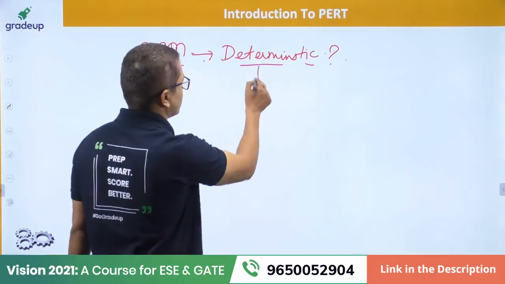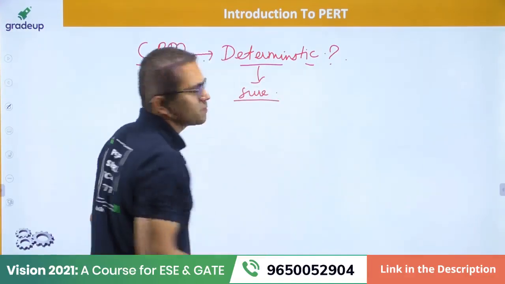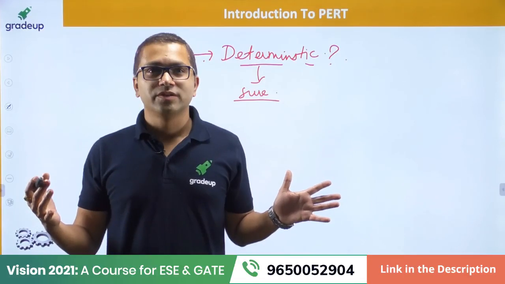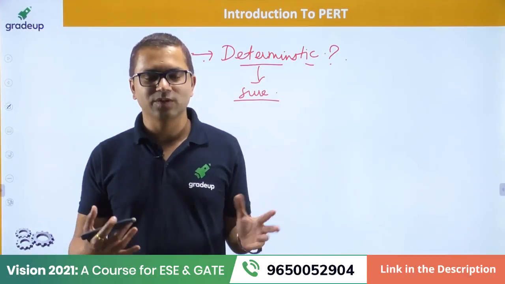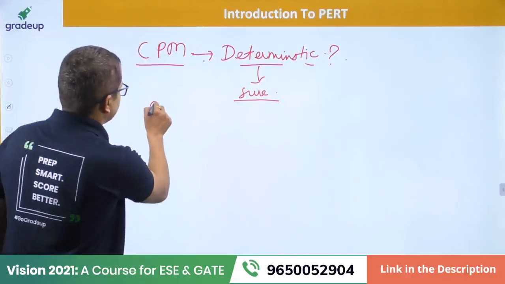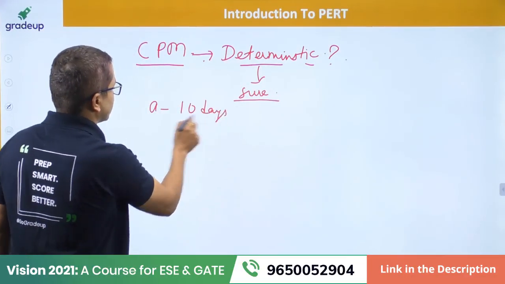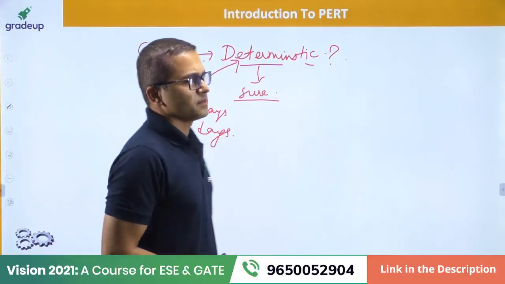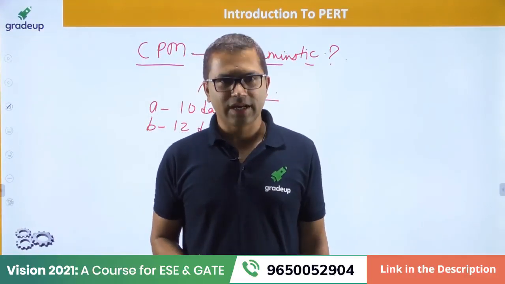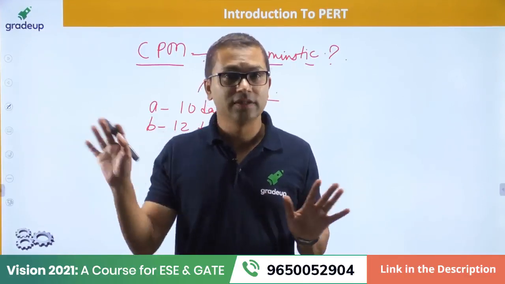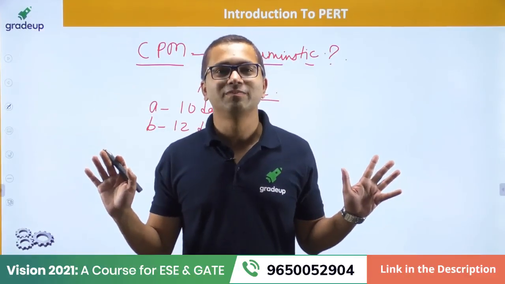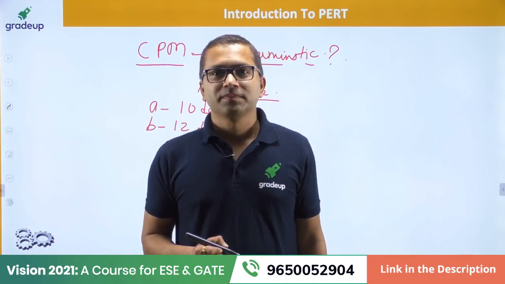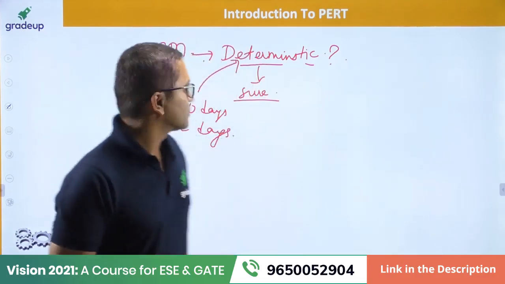It is nothing but you're sure about it. Let's say you're trying to make buildings, and you have made thousands of buildings, and you know exactly that activity A takes 10 days and activity B takes 12 days. You're sure about this. That is the meaning of deterministic, and that is CPM. You're sure about it because you have already made thousands of buildings.